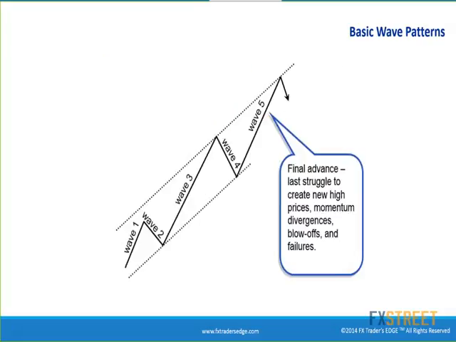Wave 5 is the final advance. It's the last struggle to create new high prices. We see momentum divergences, blow-offs, and failures. Blow-offs typically in commodity markets, failures typically in currency markets. The 5th wave failure is when wave 5 doesn't go too much above wave 3. So this is the 5-wave sequence.